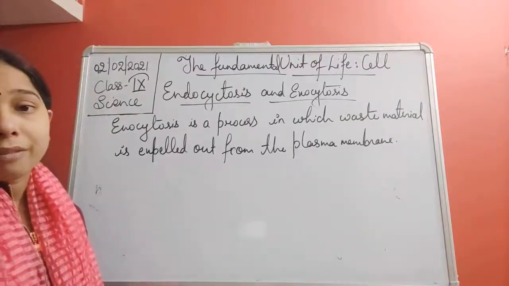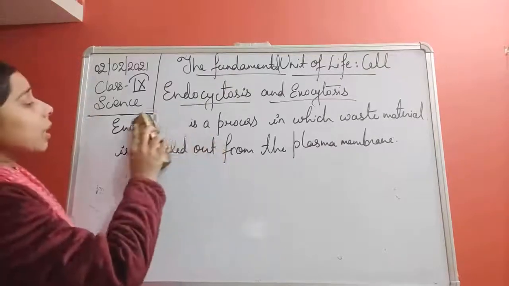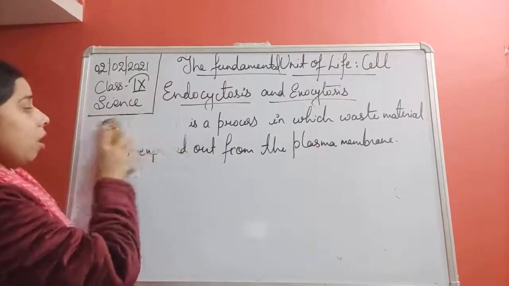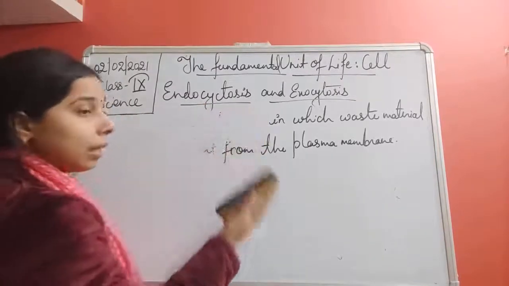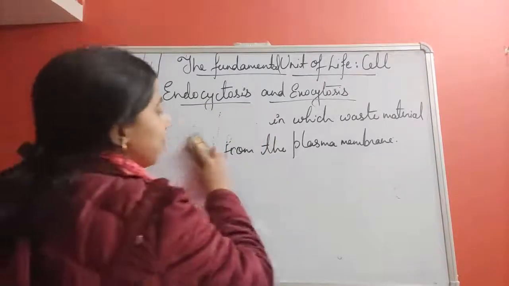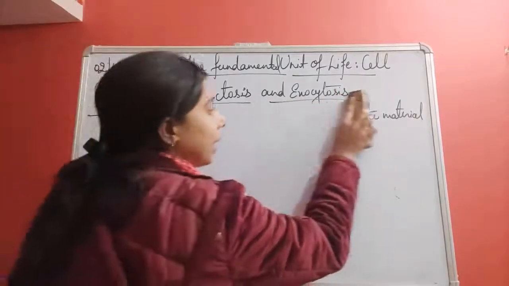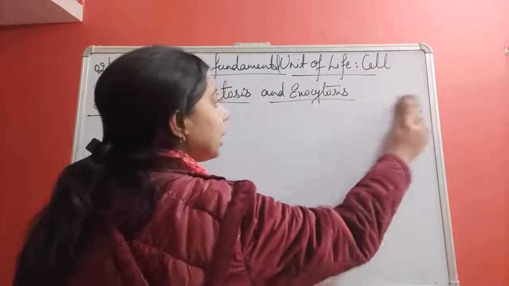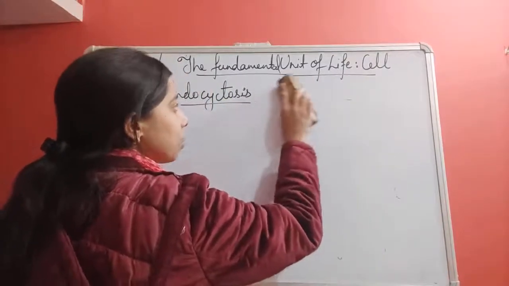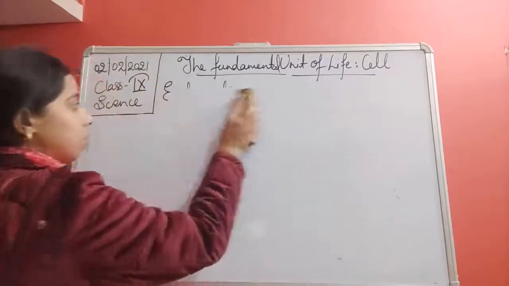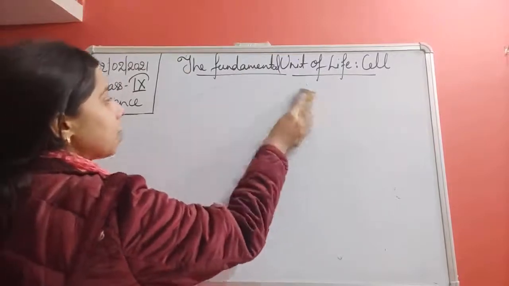So I hope you all have understood the structure, then you have understood the function also, and we have seen how the particles will move from one end to the other, either through the process of diffusion, osmosis, active or passive transport, or with the help of some other material, or through endocytosis or exocytosis. So these are some of the different functions of the plasma membrane.